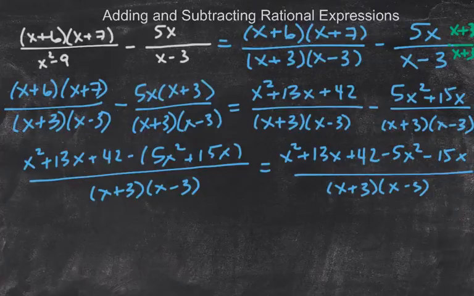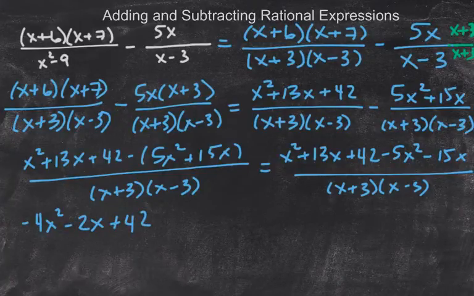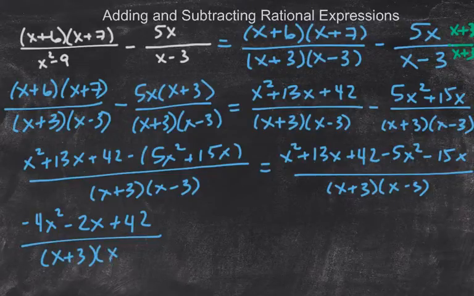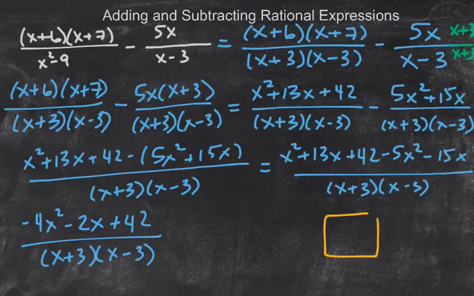So x squared minus 5x squared is negative 4x squared. 13x minus 15x is negative 2x. And my plus 42 stays the same. So there's x plus 3 times x minus 3 in my denominator. And now I want to factor that numerator to see if there are any common factors between the numerator and denominator that I could cancel using a giant one.